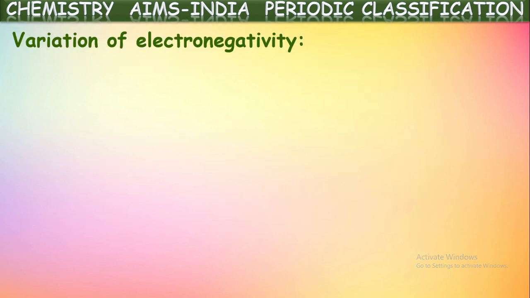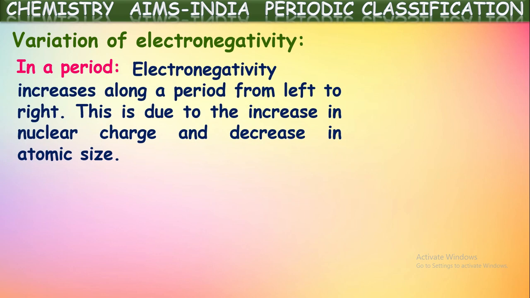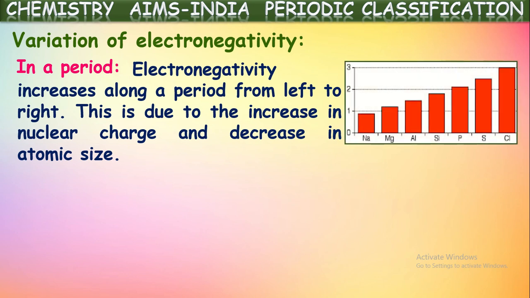Now let us see the variation of electronegativity in groups and periods. First, let us see the variation in a period. Electronegativity increases along a period from left to right. This is due to the increase in nuclear charge and decrease in atomic size. Suppose we take the third period elements from sodium to chlorine. We know that from sodium to chlorine, size gradually decreases. At the same time, nuclear charge increases. Sodium has only 11 units of nuclear charge, isn't it?